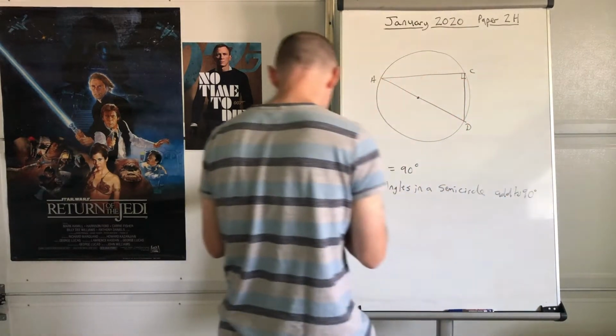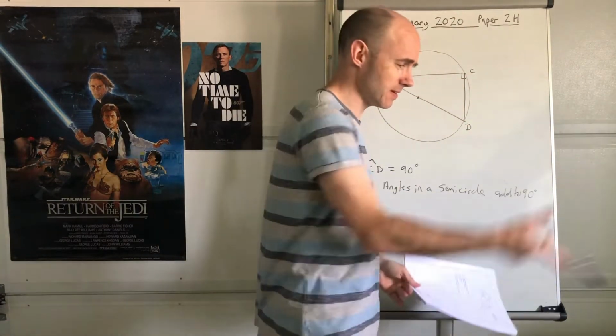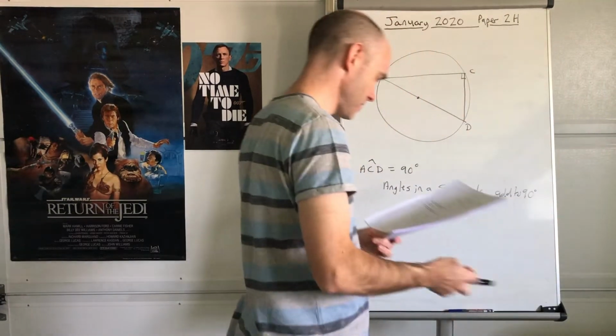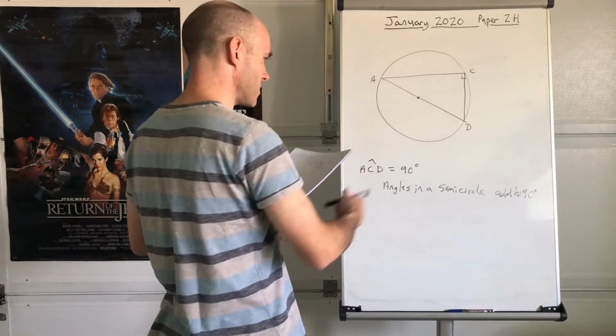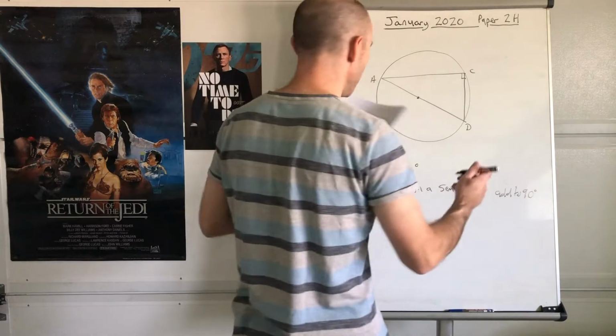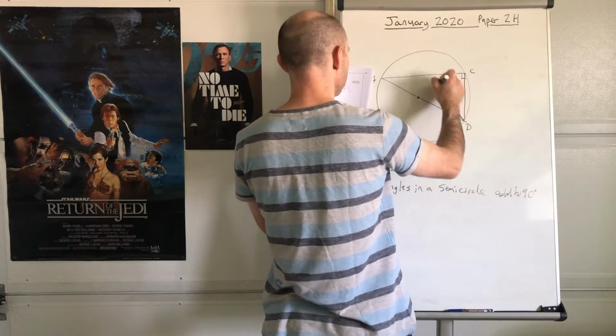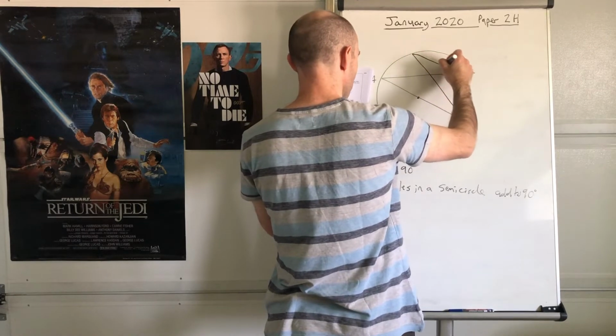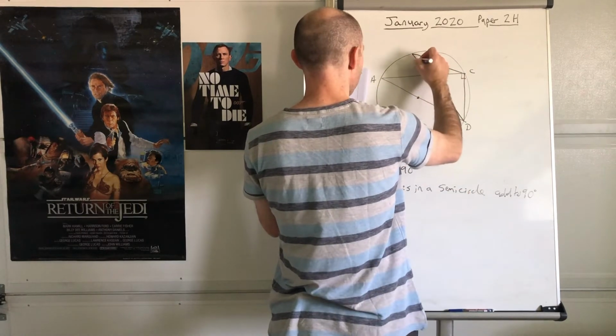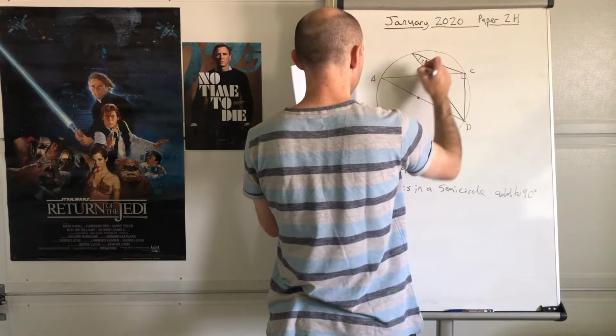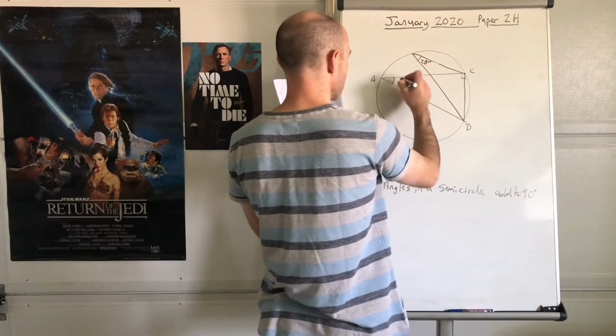And look at that, my pen has just had enough. Goodbye to that pen and hello to this pen. So angle in a semicircle, 90 degrees. All right, so that's that one. Let me just complete the rest of the diagram for you. So you've also got another angle here, and it's joined to that. That angle is 28 degrees. Can you see that angle there is also 28 degrees?